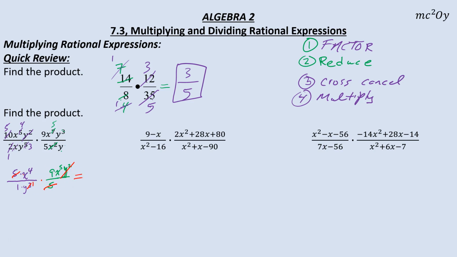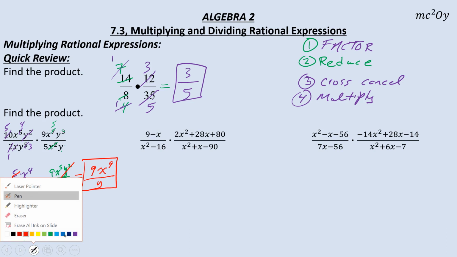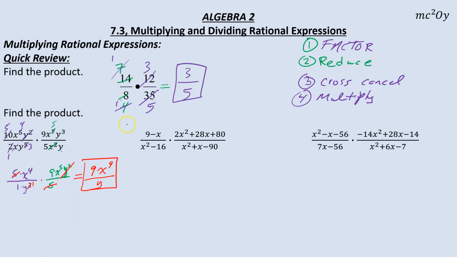So now I multiply straight across. x and x, I have x to the 9th, and then just 9. So 9x to the 9th, and looks like just y on bottom. And we are done. We only have x's on top, only y's on bottom, and one number. So we're good to go. All right. Well, let's switch it up here. Let's try our next one.